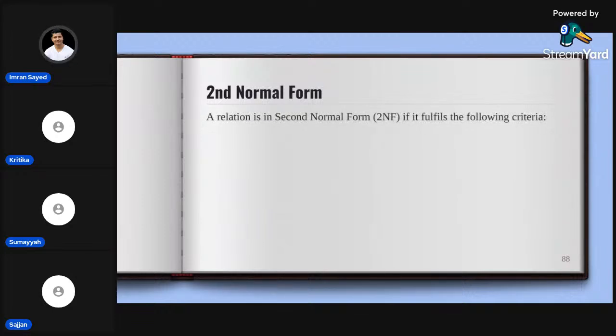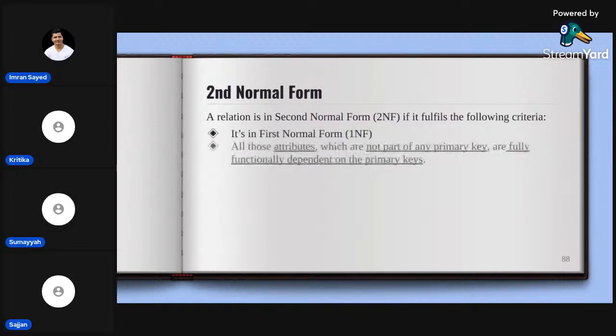Cool. Yeah. So Maya, why don't you just go and read? A relation is in second normal form if it fulfills the following criteria. It's in first normal form. All those attributes which are not part of any primary key are fully functionally dependent on the primary keys. Okay.